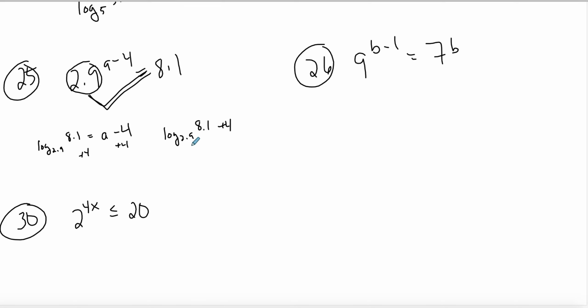So if I put this in my calculator with change of base, log of 8.1 over log of 2.9, whatever you get there, add 4 to it. Okay, so I'll do that here. So it's 1.965, we'll add 4 to that, so it's going to be 5.965. That's what we get for a.